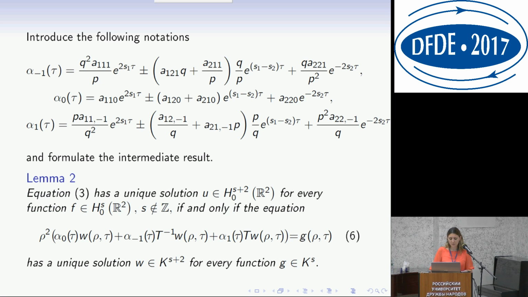Let us introduce the following notations: alpha 0, plus, minus 1, only to reduce the length of our equations, and we could formulate the intermediate result. We could consider not the invertibility, not the solvability of equation 3, but the unique solvability of equation 6 in the spaces Ks and its equivalent.